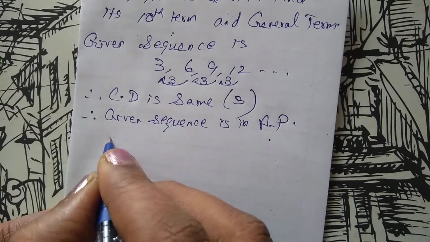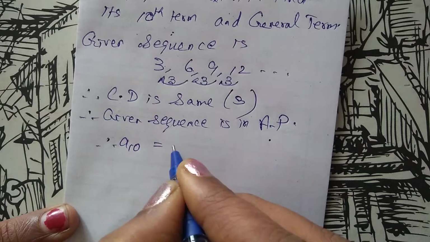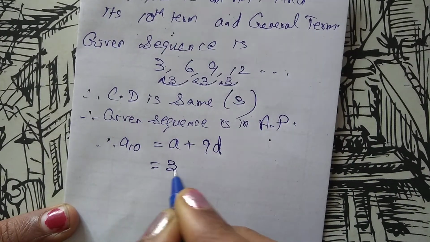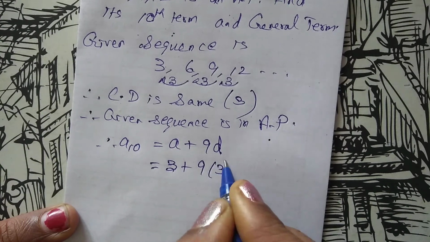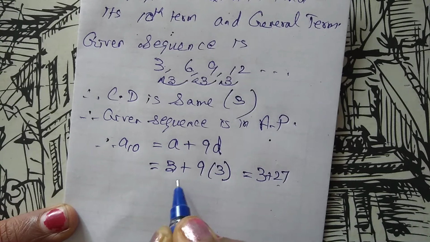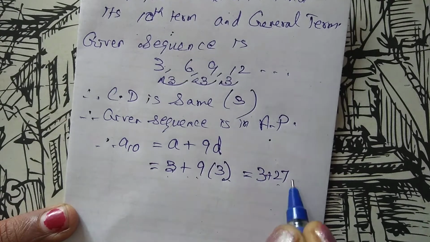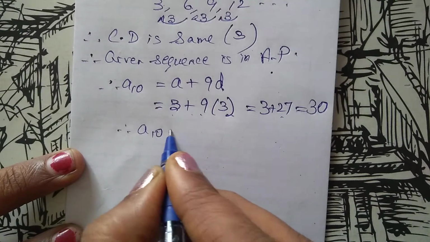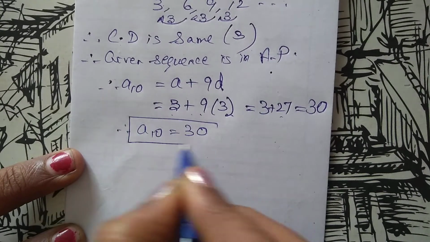Now, after finding this given sequence is AP, you have to find the 10th term. So I will find, therefore, A10. What is A10? A plus 9D. A is the first term 3, 9, common difference also we got as 3, which is 3 plus 27. 9 3s are 27, 3 plus 27, 30. Therefore, we have found A10 is equal to 30.